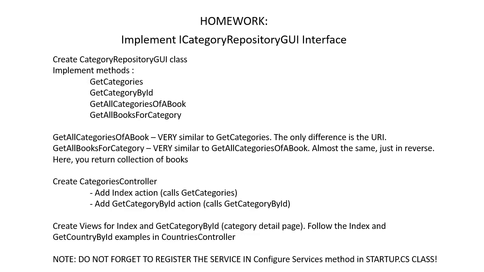And at the end, create a view for the index and get category by ID actions. Just two simple views. Follow the index and get country by ID examples in the countries controller.